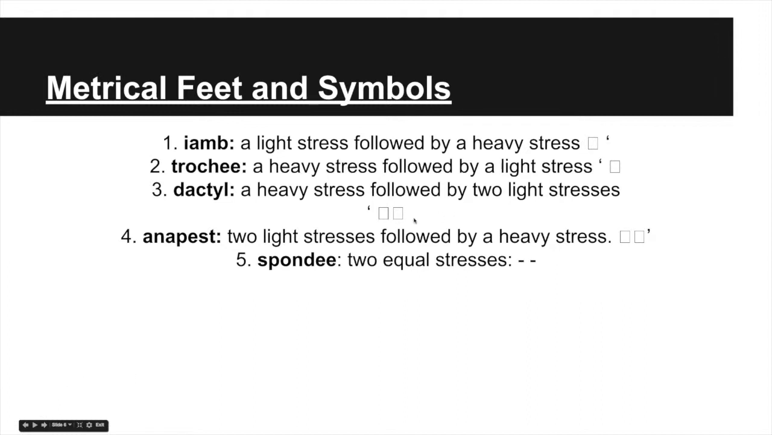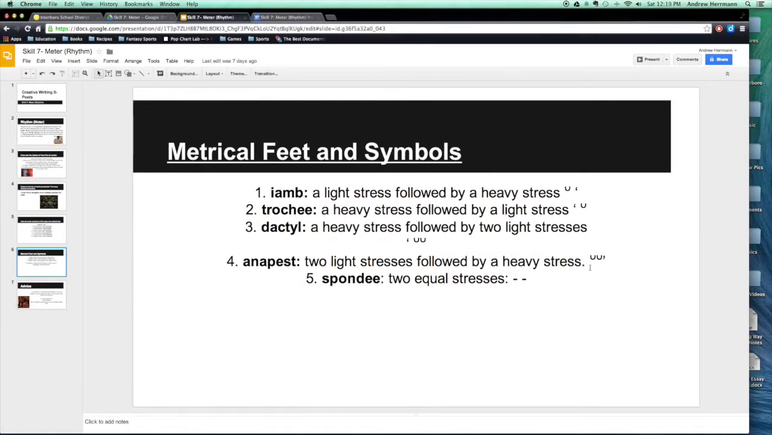Now these are all messed up here. So maybe I can pull up the actual Google Docs. There you go. You can see it there. An iamb is a light stress followed by a heavy stress. It's like a little U. And it's not upside down. I apologize. It's right side up.